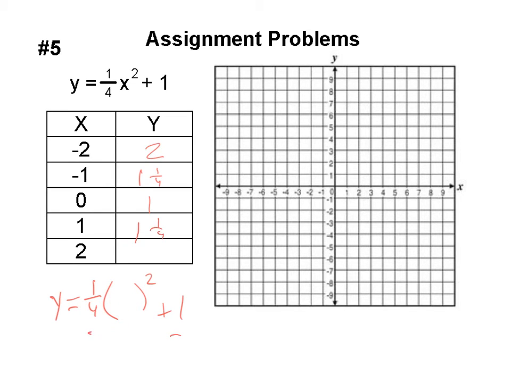And the last one. Let's put a 2 in there. 2 squared is 4 times 1/4. We know what 4 times 1/4 is. It's 1. We did that before. Plus 1 is 2. All right, let's graph this thing.